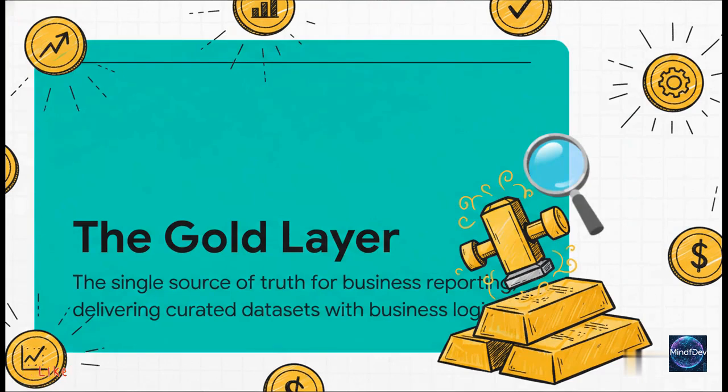And that brings us to the grand finale, the gold layer. If silver was all about refining those ingots, gold is about stamping them into valuable, polished coins, where each one represents a key business metric or idea. This is your single source of truth.